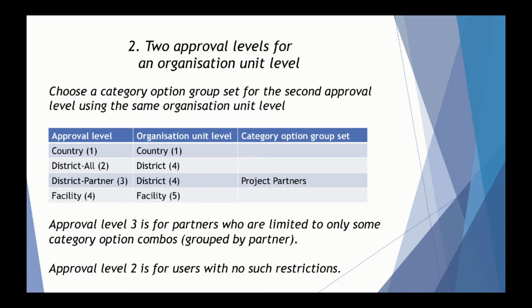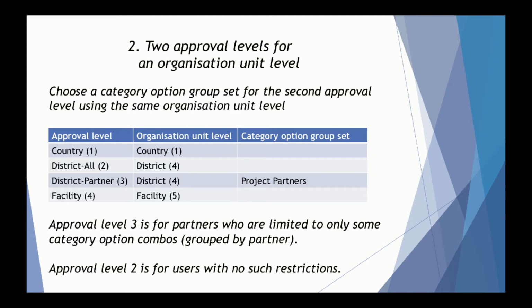But at the district level, I can define an approval level, maybe I call this district all, approval level 2, where I'm saying after each of the partners has gone through and approved their projects, I want another approval level where somebody who oversees all the partners can say, yes, all this data is good at the district level. So it's where maybe each partner has their own organization, but then you have a district review team that brings it all together.